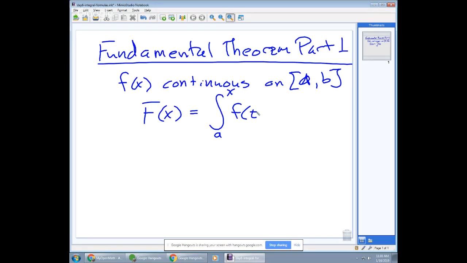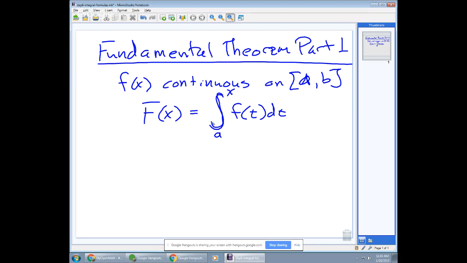Because we're using x as an endpoint, we can't use it inside too. We have to use a dummy variable, and that's what t stands for there. And the other day, instead of calling this capital F, I called it A, because it's an accumulator function or an area function. Because it adds stuff up, basically. This is just a fancy sum.